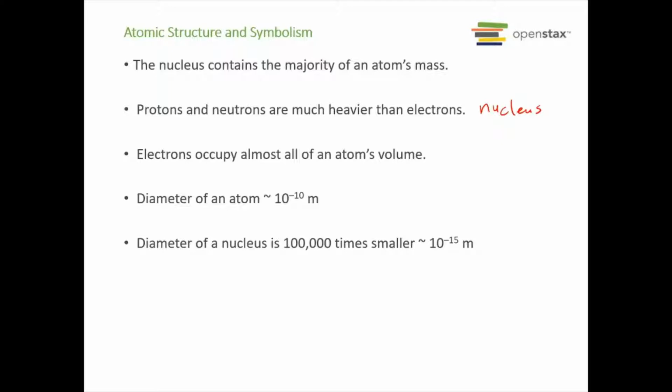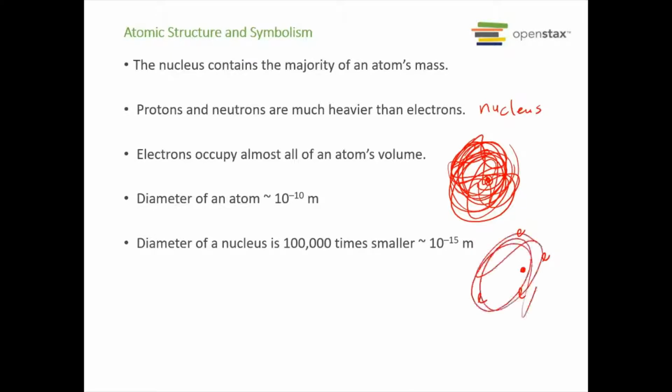It's mostly empty space because you have your nucleus, and these electrons are just buzzing all around it. If you were to take a quick snapshot, you have your nucleus, and maybe some electrons, something like that. But they're constantly moving around the nucleus. Now, an atom has a diameter of 10 to the negative 10th meters. Teeny tiny. The nucleus itself is about 100,000 times smaller than that. So it's a very, very small nucleus, especially compared to the overall size of an atom.